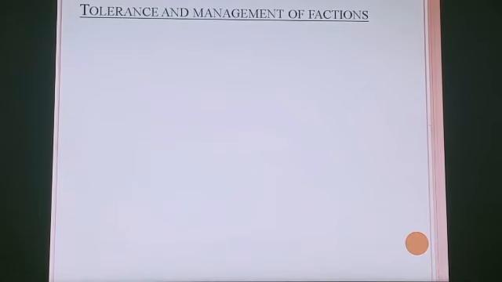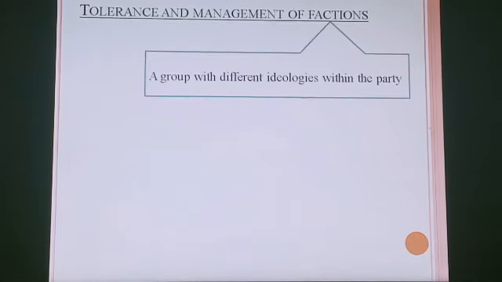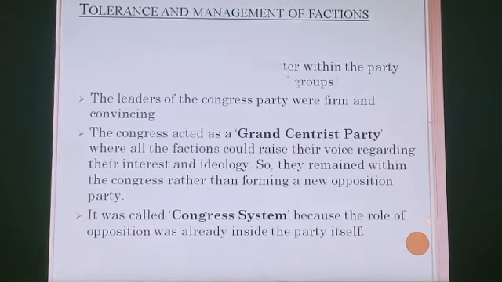But amongst the group, there were lots of factions. All right, there were lots of factions in the Congress party. Now, but what are those factions? It is a group with different ideologies within the party. Here, party refers to the Congress party. All right, so there were lots of different groups or people with different ideologies. These are called factions. And how could Congress manage these factions? Now let us study one by one.